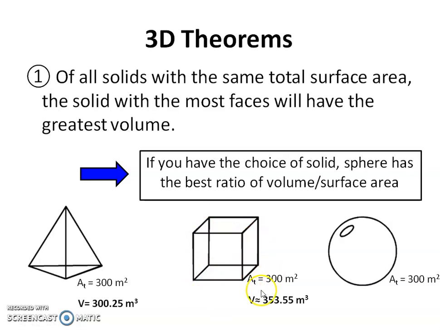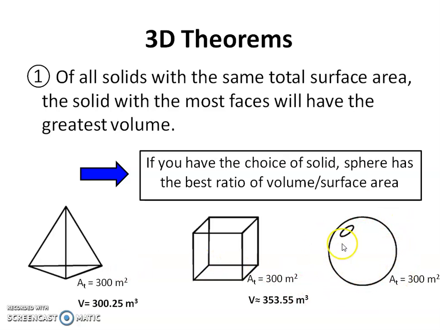And same thing here. If I knew that the total surface area was 300, there are 6 equal faces. I would divide this by 6. That would tell me the area of each square. I would take the square root. Then I would know the side length, and then I can find the volume. And the volume here is about 353.55 meters cubed. So this one is significantly greater in volume, even though they have the same area.